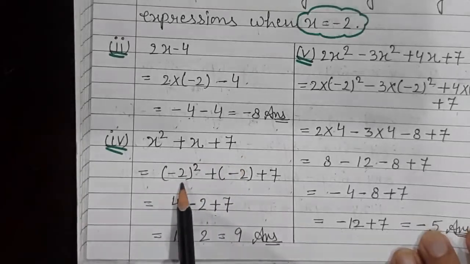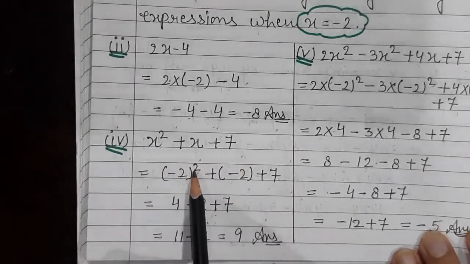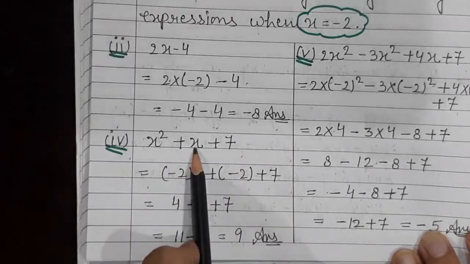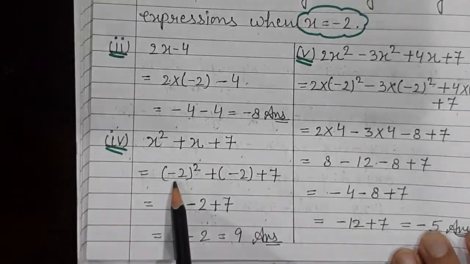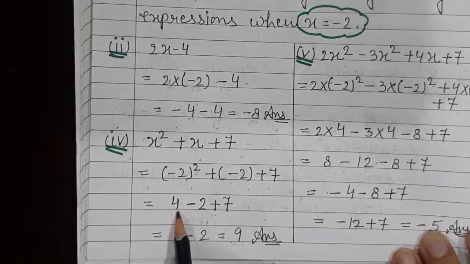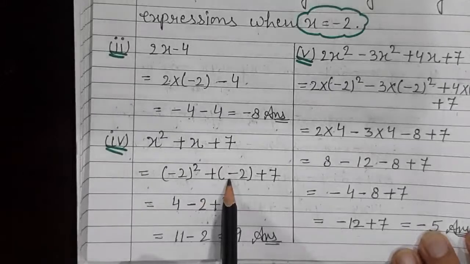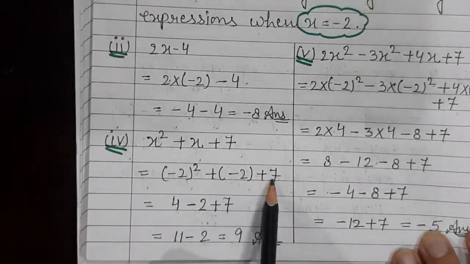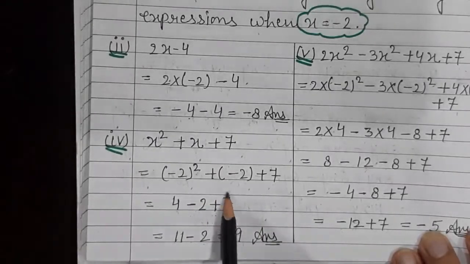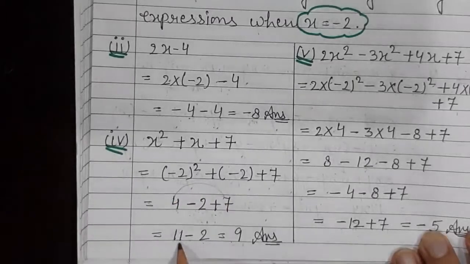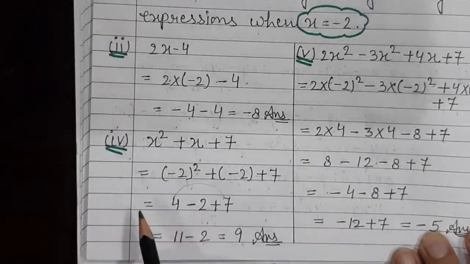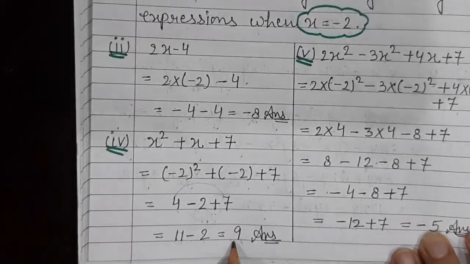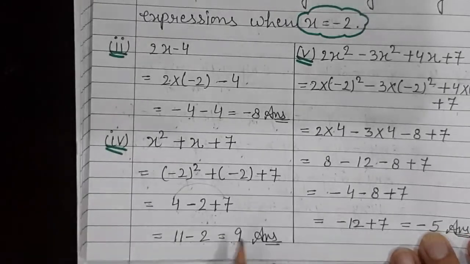Instead of x we have to put minus 2. So minus 2 square plus x, which is minus 2, plus 7. Now minus 2 square will be 4, plus minus 2, plus 7. Right? 7 plus 4 is 11, 11 minus 2 is 9. Or we have already done integers, so we can do 4 minus 2 as 2, 2 plus 7 as 9. Right? Any method we can do.